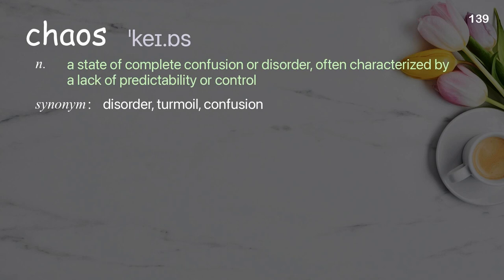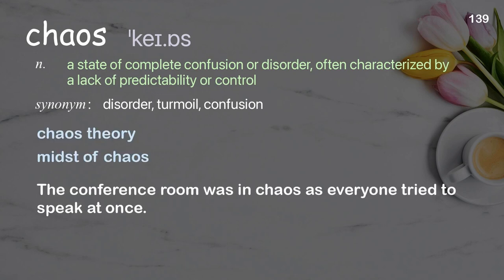Chaos. A state of complete confusion or disorder, often characterized by a lack of predictability or control. Examples: Chaos theory. Midst of chaos. The conference room was in chaos as everyone tried to speak at once.